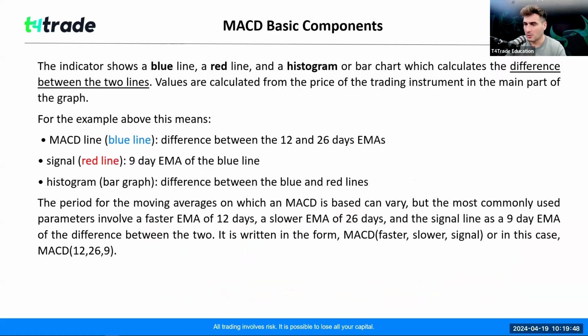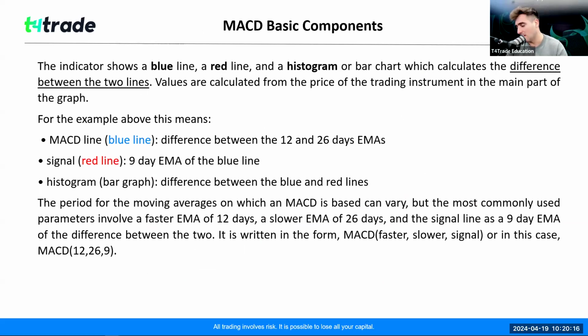So the indicator shows a blue line, the MACD, and the red line, which is called the signal line, but also the histogram, which is the difference between the two. And in a sense, the histogram calculates the difference between the two lines. So the values are calculated from the price of the trading instrument in the main part of the graph. For example, for visual illustration purposes only, let's discuss these upcoming scenarios.